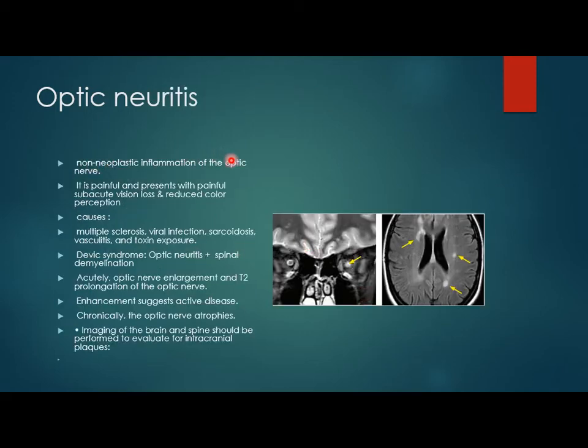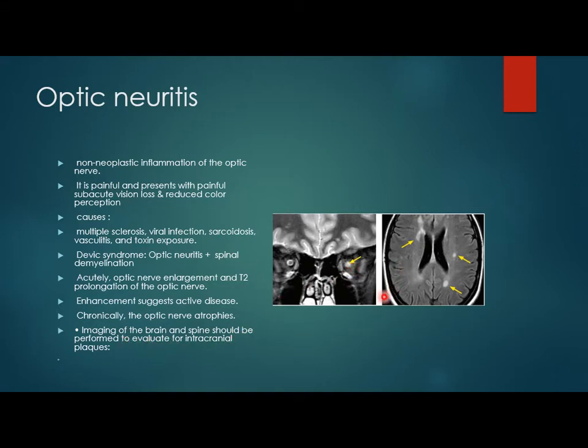Optic neuritis is a non-specific inflammation of the optic nerve. It is painful and presents with painful subacute vision loss and reduced color perception. The causes may be multiple sclerosis, viral infection, sarcoidosis, vasculitis, and toxin exposure. If we have optic neuritis with spinal demyelination, it's called Devic syndrome. Acutely, there is enlargement of the optic nerve. If there's enhancement, it indicates active disease. In chronic disease, there is atrophy.